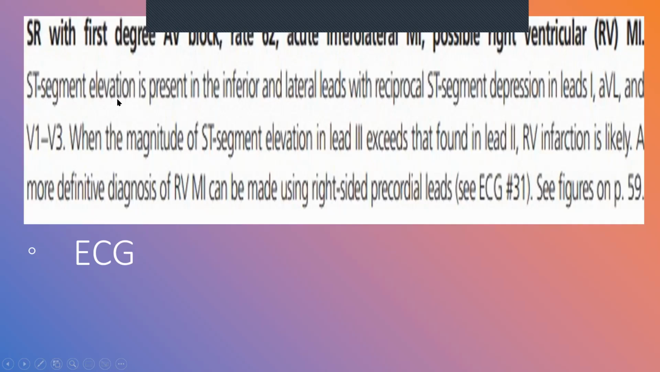So we've got ST segment elevations present in the inferior and lateral leads with reciprocal ST depressions in I, aVL and V1 to V3, where the magnitude of the ST segment elevation in lead III exceeds that in lead II. The right ventricular infarction is very likely, as we had mentioned, and a more definitive diagnosis of right ventricular MI can be made by using right-sided precordial leads, which they do later in the book that I'm using. But in this case, if it were me, I would also do a posterior 18-lead ECG, just to be able to see exactly how far this MI goes.